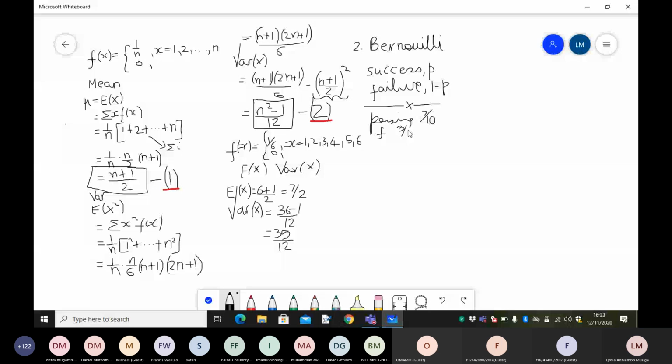So Bernoulli trials, or situations whereby you have only 2 outcomes, are usually modeled using the Bernoulli distribution. Okay, so let's define the Bernoulli distribution.